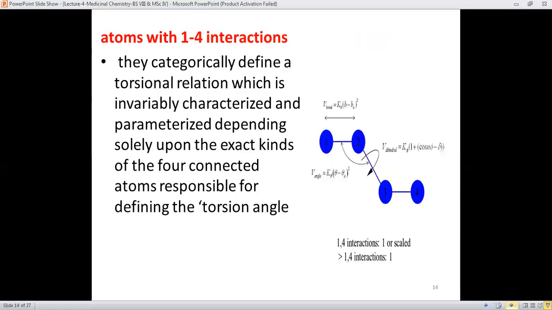And next is atoms with 1,4 interactions. Like there is a chain, or you can say the bonding between the atoms in such a way that three bonds are built up and there are four atoms present. The 1,4 interactions categorically define a torsional relation which is invariably characterized and parameterized depending solely upon the exact kind of the four connected atoms responsible for defining the torsion angle.